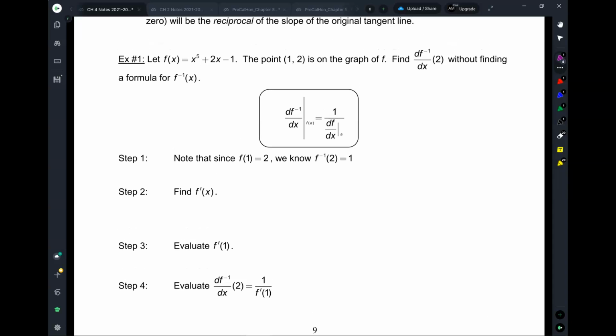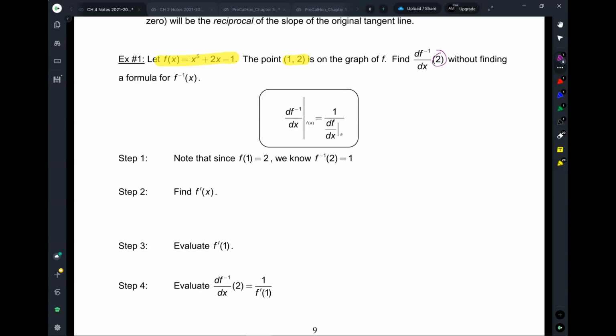We have this function x to the 5 plus 2x minus 1. The point 1, 2 is on the graph of f. We need to find the derivative of the inverse at 2 without finding a formula for the inverse. So I need to find the derivative of the inverse without finding the inverse. So that's just the reciprocal of the old function. So here's how it's going to work. We want it at x equals 2.